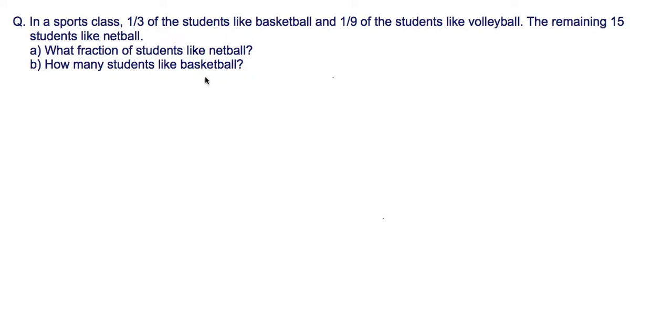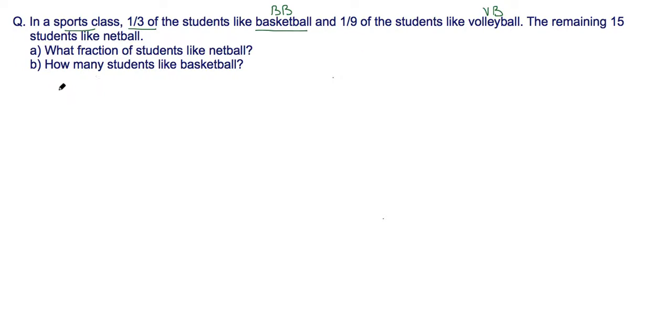So what information do we have here? We have a sports class in which 1/3 of the students like basketball. We can simply write BB for basketball, and 1/9 of the students like volleyball, which we can represent as VB. The remaining 15 students like netball. So there are only three types of games which students like: basketball, volleyball, and netball.